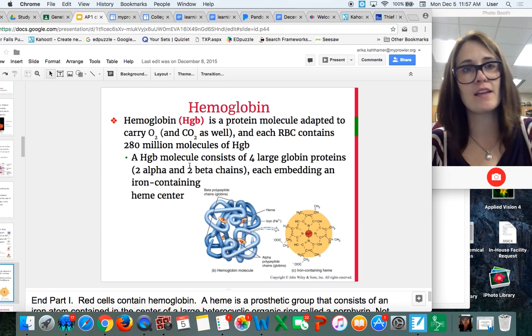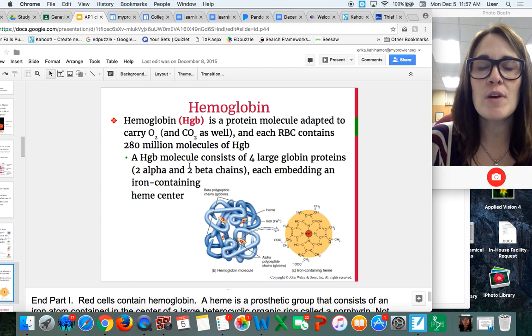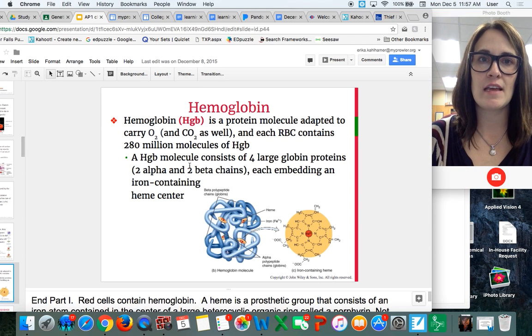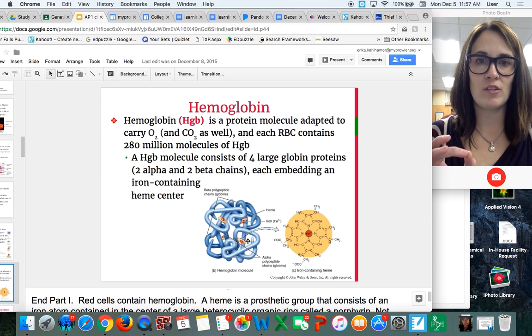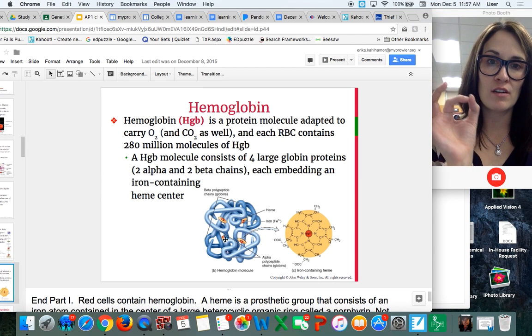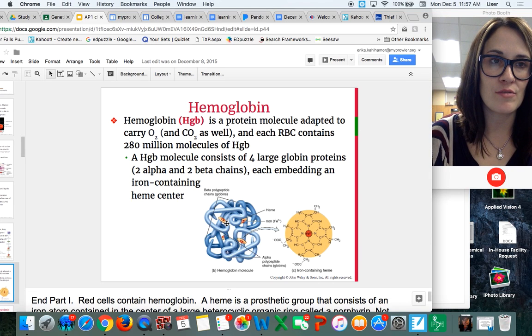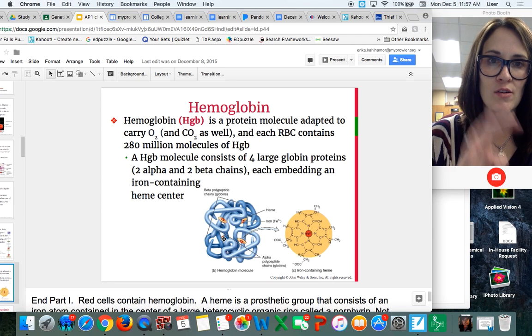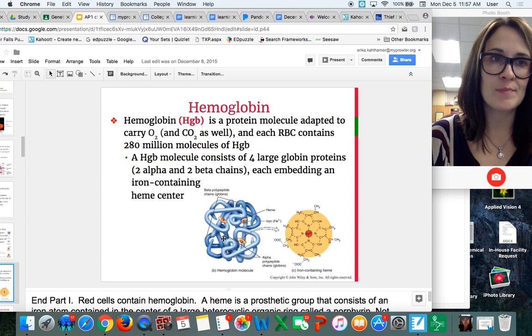This is the last slide here for Part 1 notes. Hemoglobin is the protein that resides in the red blood cells. And hemoglobin looks like this: 1, 2, 3, 4. It has 4 iron or heme portions. This is where the oxygen specifically binds in the red blood cell. So every hemoglobin molecule here has 4 spots to hold 4 molecules of oxygen.